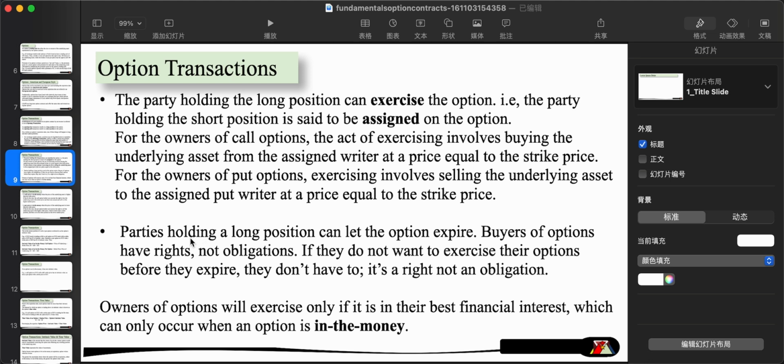Parties holding a long position can also let the option expire. Buyers of options have rights, not obligations. If they do not want to exercise their options before they expire, they don't have to. It's a right, not an obligation.